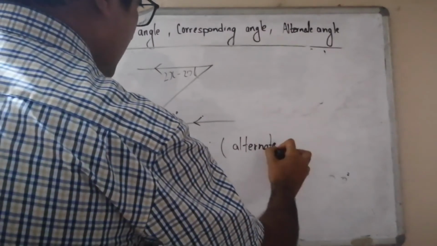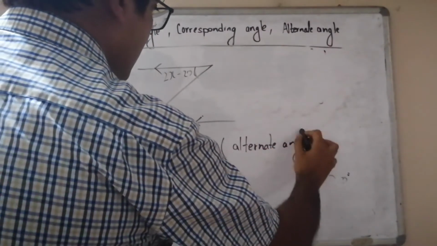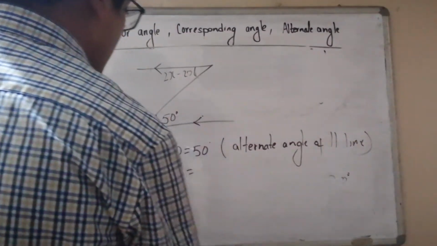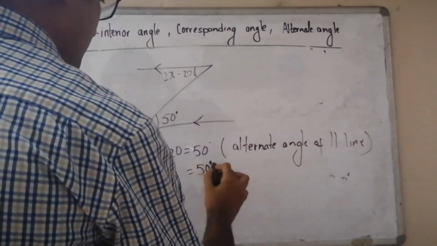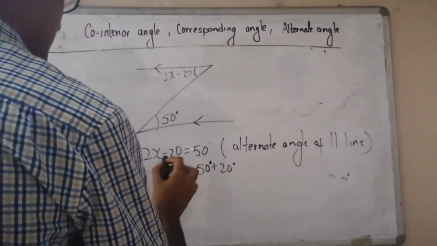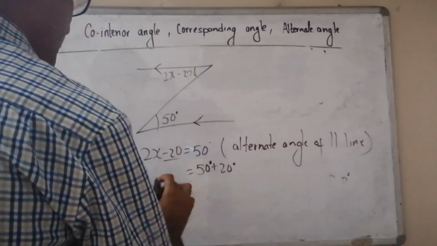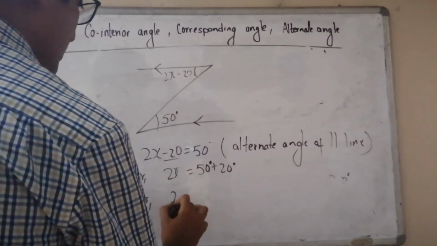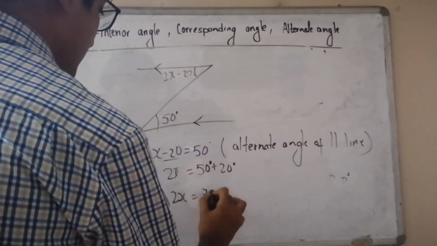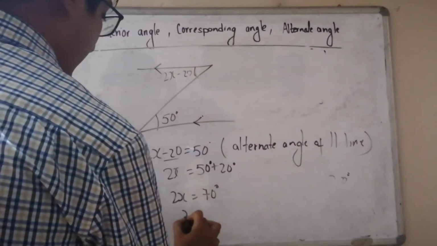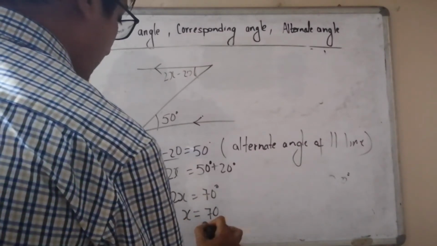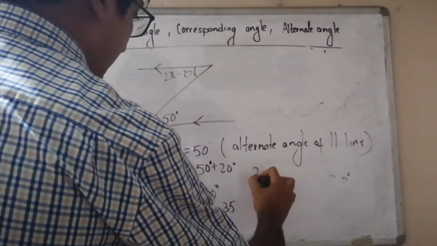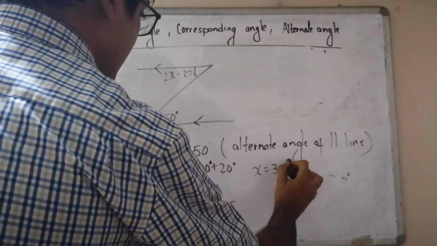Alternate angle of parallel line. So 50 degree plus 20 degree, because this is negative 20, so it becomes positive 20 to another side. Or 2x is equal to 70 degree, or x equal to 70 divided by 2. 2 35s are 70, so x equal to 35 degree here.